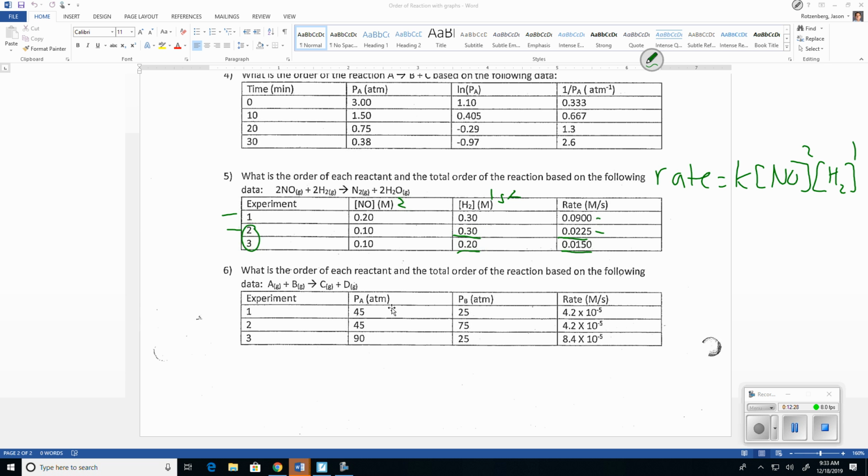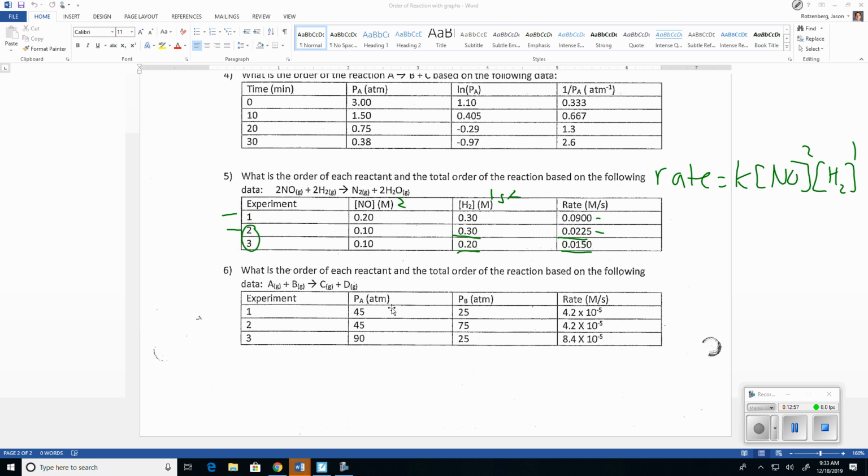Now, question 5 isn't asking me to do that, but I wanted to give you that information. Question 5 says, what's the order for each reactant and the total order of the reaction? The total order of the reaction would be adding up these two values to say that it's third order overall. It's second order in respect to NO. It's first order in respect to H2. It's third order overall.